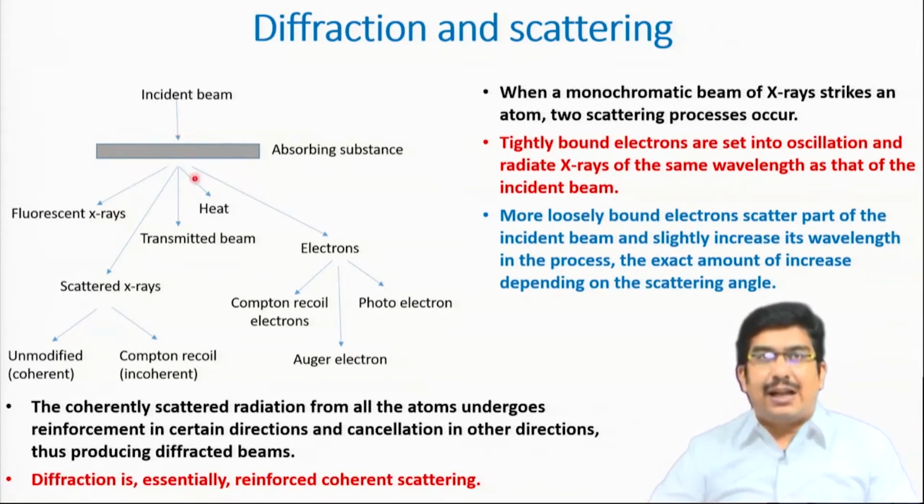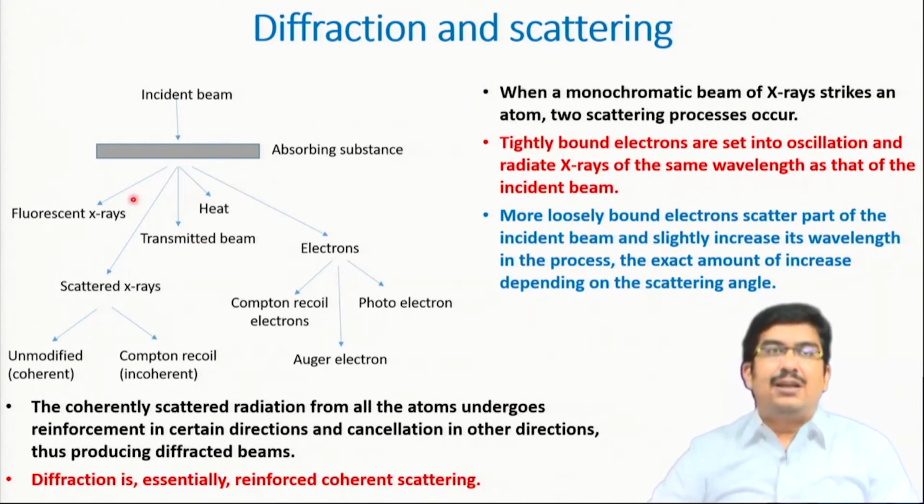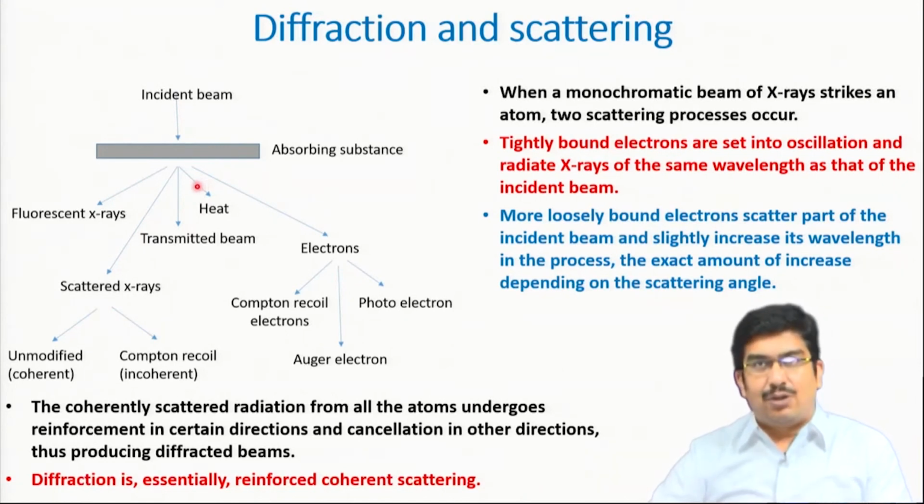Anyway, now if we look at diffraction and scattering, the entire phenomenon of X-ray electron interaction is shown in this chart. This will help us to understand what diffraction basically is. When an X-ray beam is incident on a material, some part of it will definitely be absorbed by the material. The rest of the X-ray beam coming out of this specimen, 95% of it will be transferred to heat, first of all.